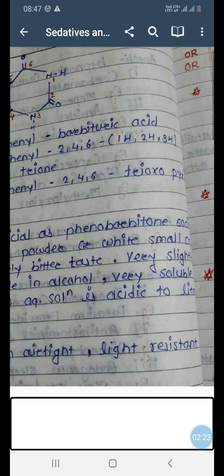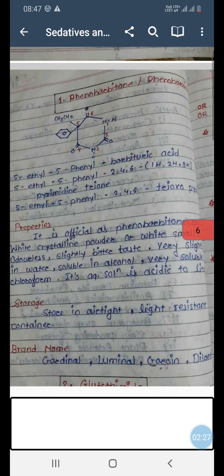So after that, with regard to the properties of phenobarbitone, in official books you will find phenobarbitone as phenobarbitone sodium, that is in salt form. And you all know that salts are prepared generally to enhance the solubility of a drug. Then phenobarbitone is a white crystalline powder or white small crystals, odorless, slightly bitter taste, very slightly soluble in water, soluble in alcohol, very soluble in chloroform. Its aqueous solution is acidic to litmus. Then with regard to storage condition, normal storage condition is applicable, that is store in airtight, light resistant container.